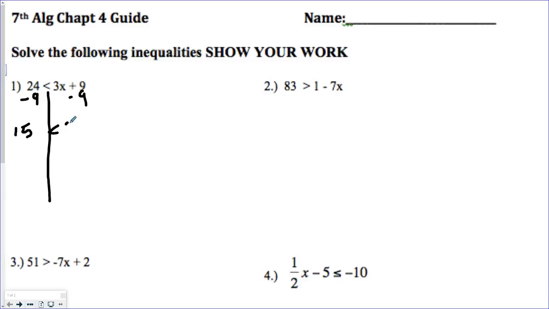is less than 3x. Then we get rid of the 3 times x by dividing. And again, because I'm dividing by a positive number, it's okay. And I get 5 is less than x, which would be my answer. 5 less than x.